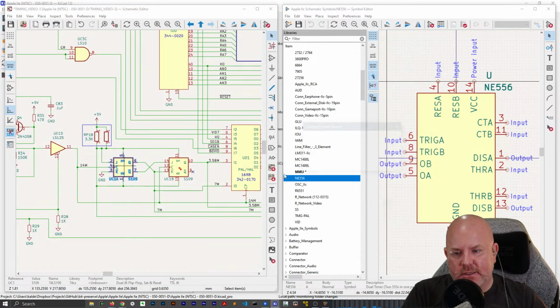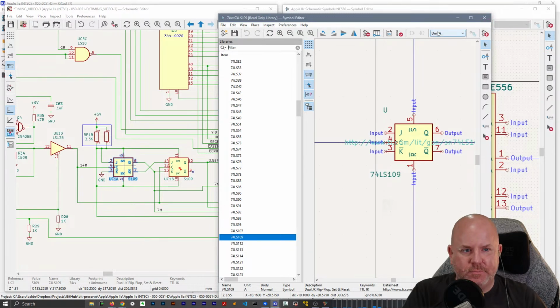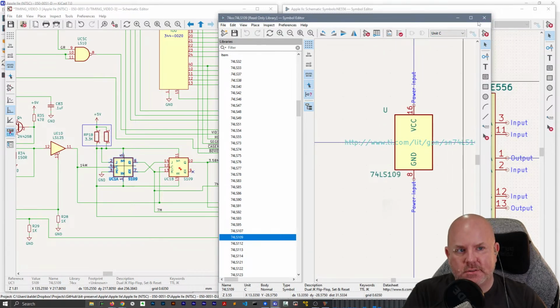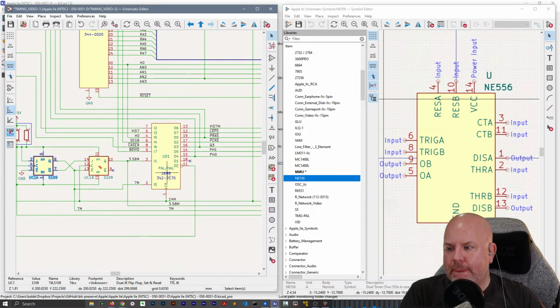Let's take a look at this guy. Input, output. Okay, this doesn't have power symbols. It does. Oh, a separate symbol. Okay. I'm gonna worry about that.